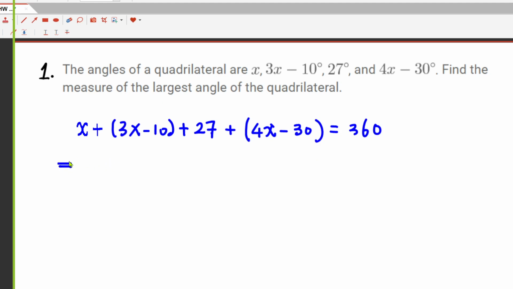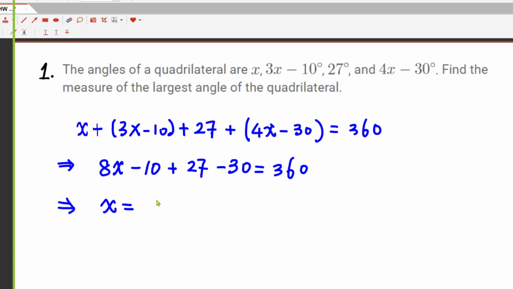Therefore, we got an equation in terms of x, which basically means you have 8x minus 10 plus 27 minus 30 equals 360. And we can solve that x is actually 373 over 8, right? Which is 46.625, and the unit is degrees.